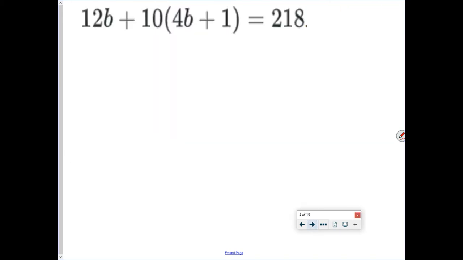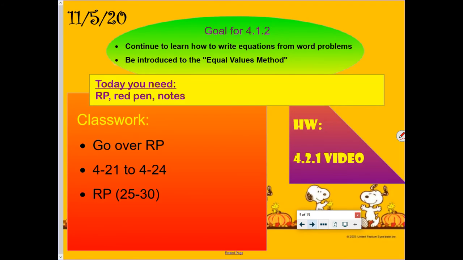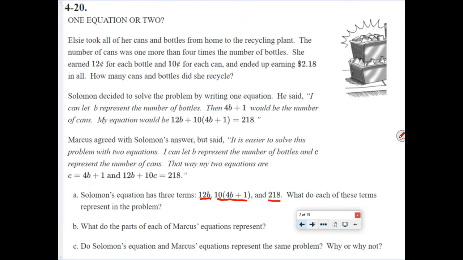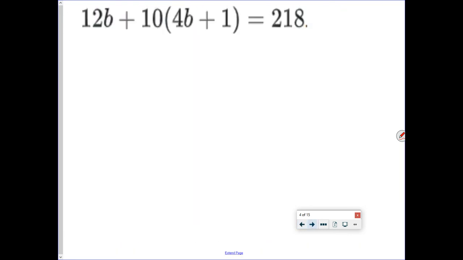Now that's kind of tricky, but here's what we're going to do now. Next question. I actually want you to go ahead and solve it. So you're going to solve that problem and tell me how many cans and how many bottles there were. Pause it, write it down, show your work, and when you've got it, please unpause it so I can check it.